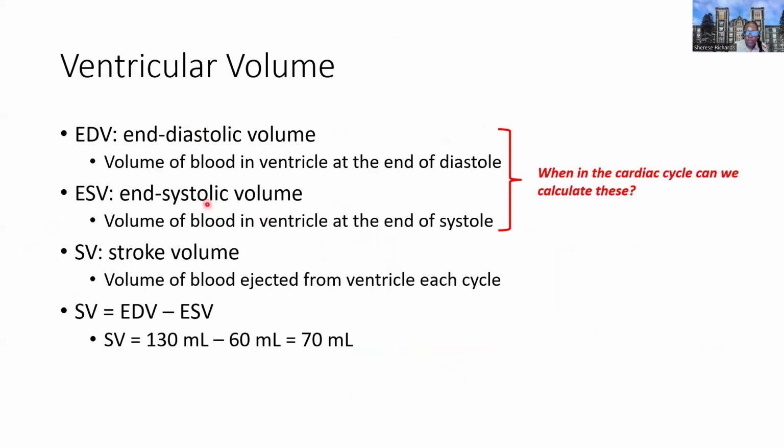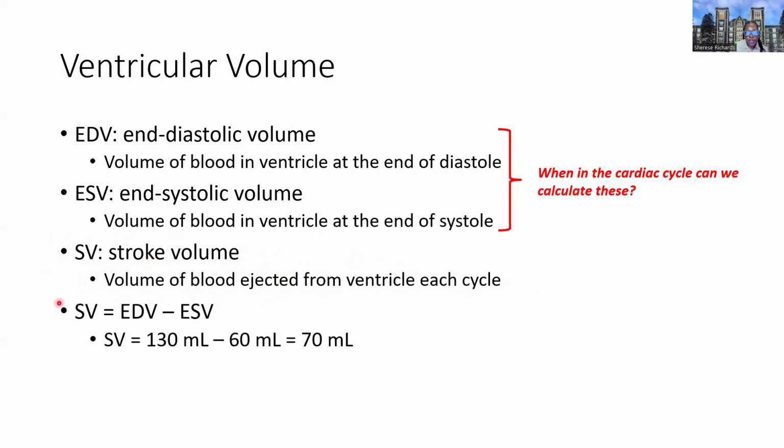Now, we can use these two readings to tell us other functions or other volumes. We can calculate the stroke volume. The stroke volume is how much blood was actually ejected. Because during ejection, we don't actually eject all of the blood from the ventricle. Some of that blood stays behind, which is the end systolic volume. So now we can calculate, based upon the total that was filled and the total that remains at the end of ejection, the amount that was ejected during ventricular ejection or phase 3.